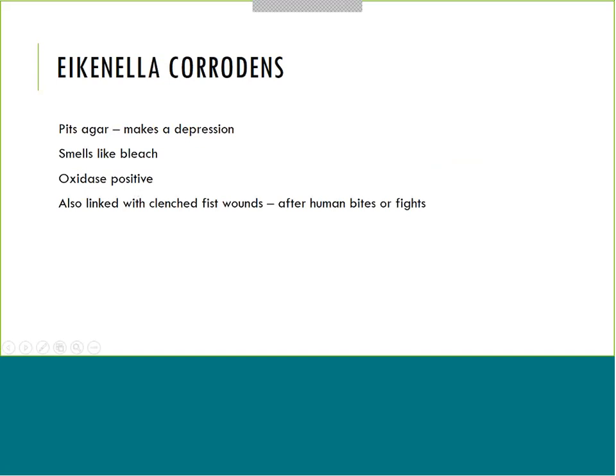Eikenella corrodens is oxidase positive, and besides being linked with the slowly progressive endocarditis here, it has also been linked with bite wounds or fist wounds. Because it's carried in the oral cavity, if somebody punches someone else in the mouth and gets an abrasion, and that person's normal oral flora gets into that abrasion on their fist, they can get an Eikenella corrodens infection. So usually seen with human bites or clenched fist wounds from punching somebody.